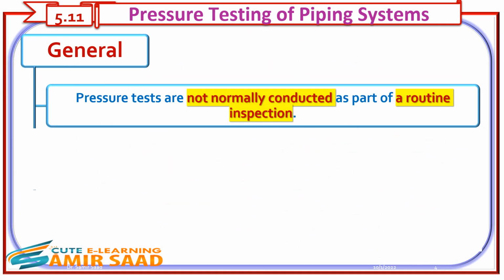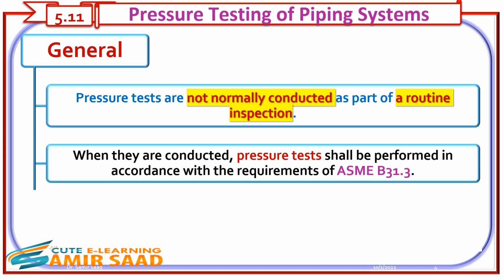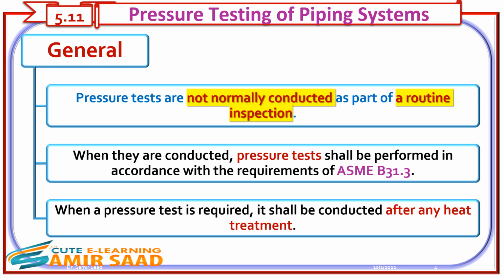General pressure tests are not normally conducted as part of a routine inspection. When they are conducted, pressure tests shall be performed in accordance with the requirements of ASME B31.3. When a pressure test is required, it shall be conducted after any heat treatment.